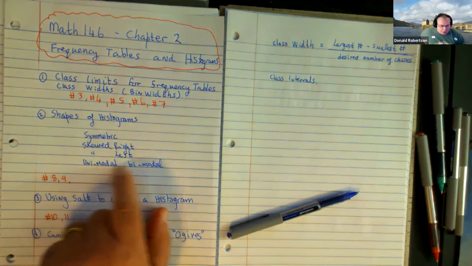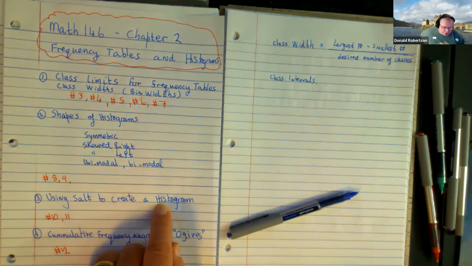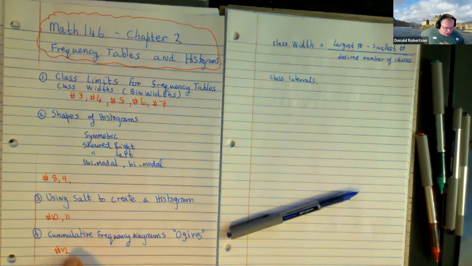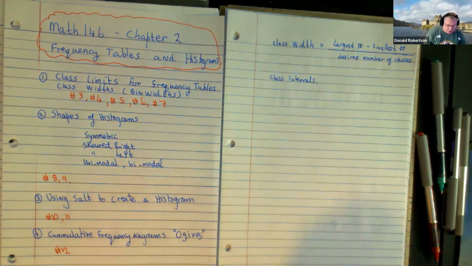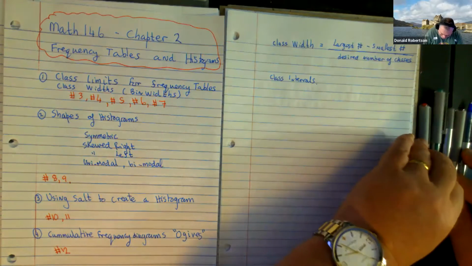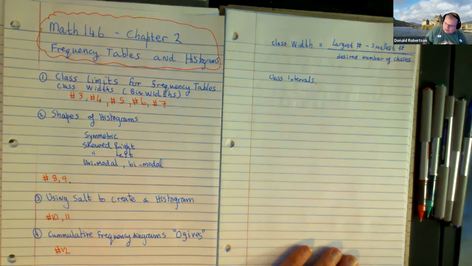We're going to talk about unimodal and bimodal. We're going to talk about using salt to create histograms. And lastly, we've talked about it, but we're doing a little bit more detail: cumulative. Some of these take a lot of time. It's not that they're difficult, they're just laborious. You have a lot of things and they just take time.